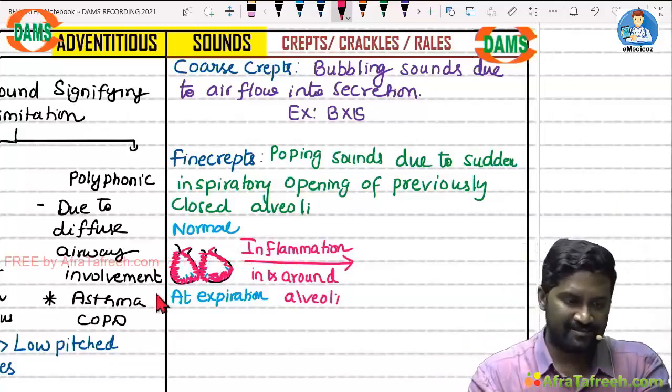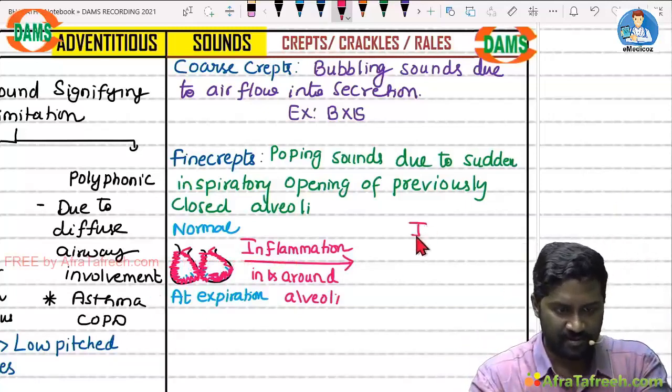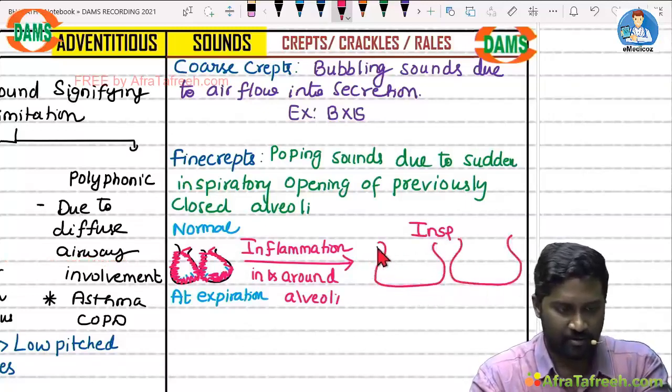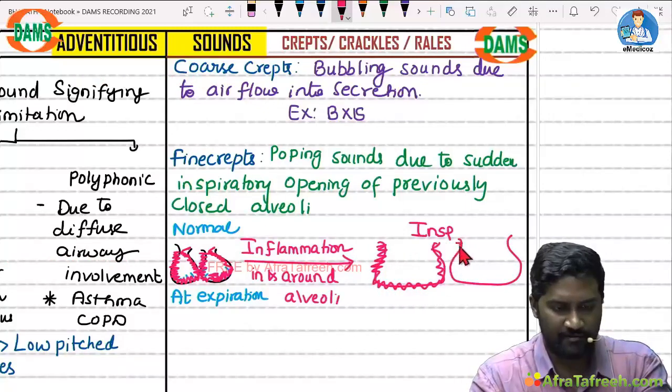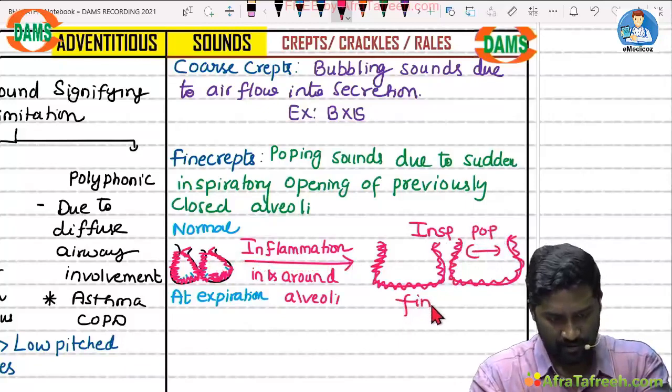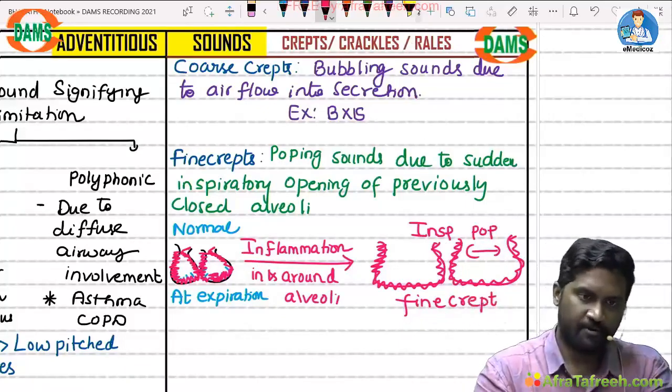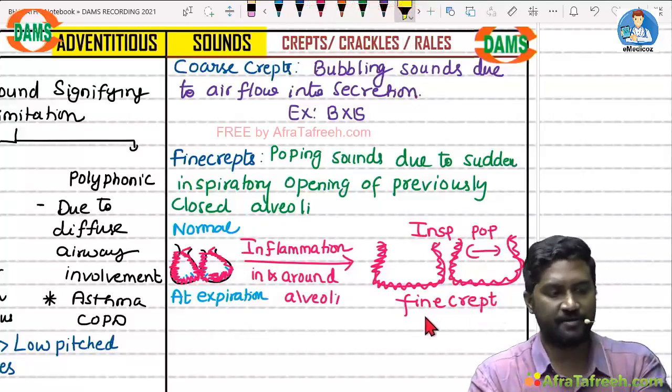During the next inspiration, all these closed inflamed alveoli will now suddenly open with a popping sound. So this popping sound is called fine crepitations.